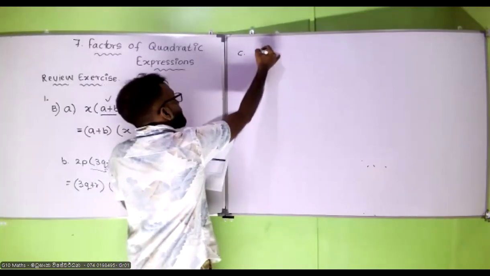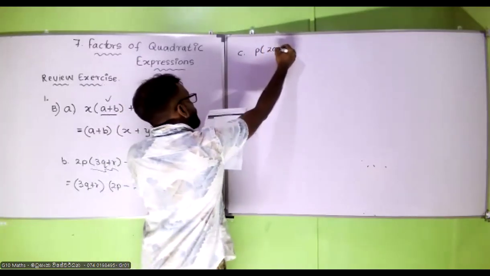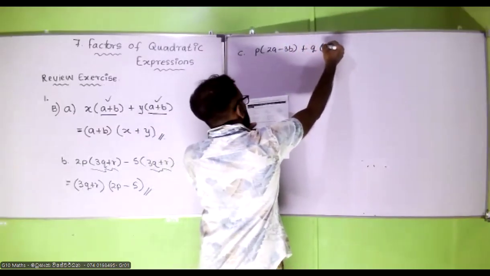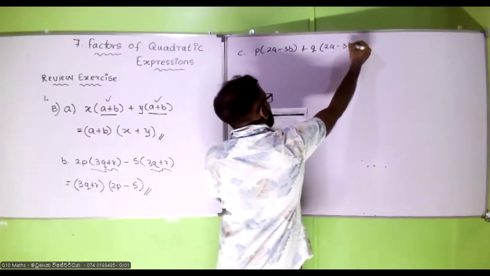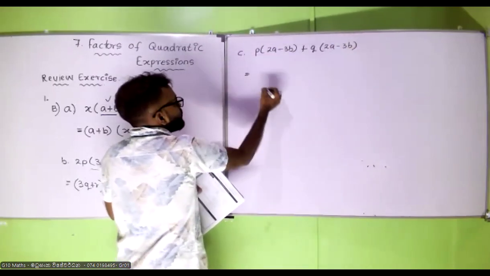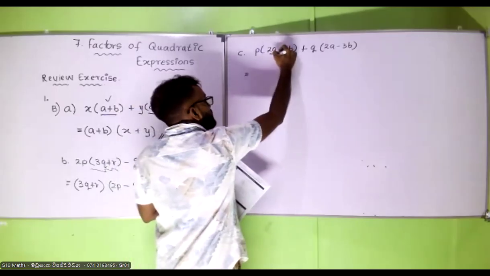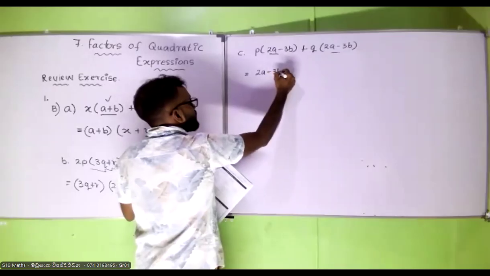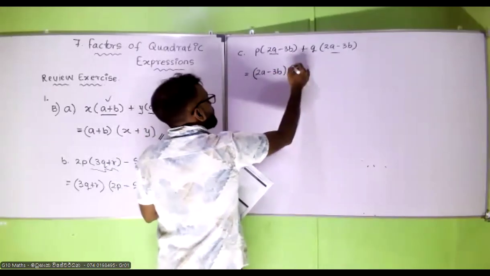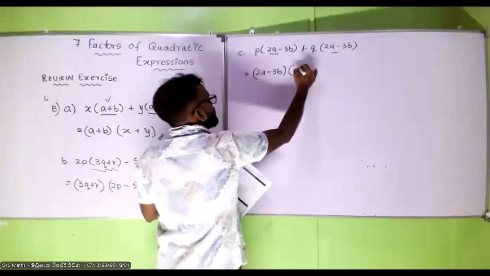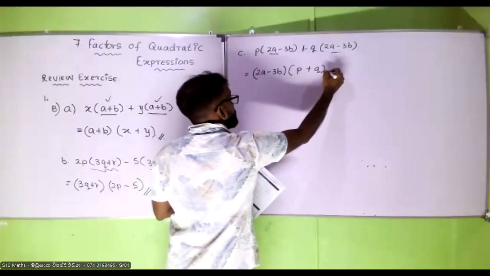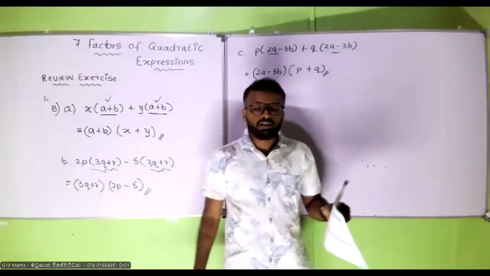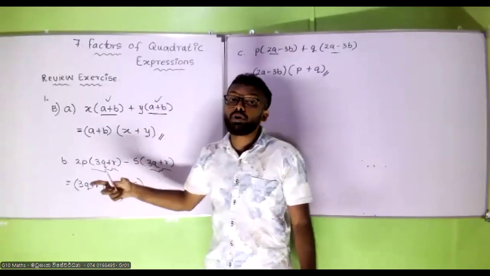Part C. p times (2a minus 3b) plus q times (2a minus 3b). So the equal mark. This is common. This is common. Take them out: (2a minus 3b). And what are the remaining terms inside the parenthesis? Positive p, positive q. So now this is done. I think you can understand this part.